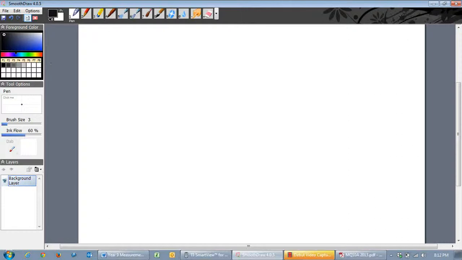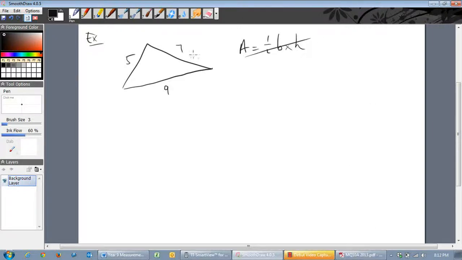These are quite good. Example. Right, some sort of triangle. I do that every time. There we go. 5, 7, and 9. Say something like that. Got some triangle. We don't know this height in here. We can't use the formula area equals half base times height. It doesn't work. We don't know the height. But what we do know is the 3 sides.